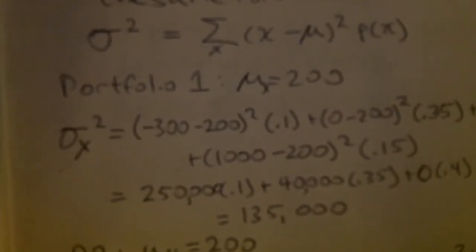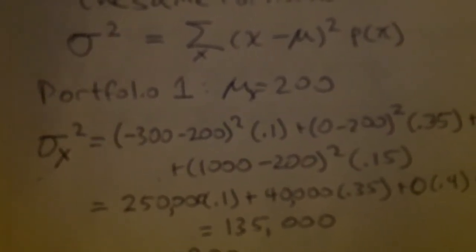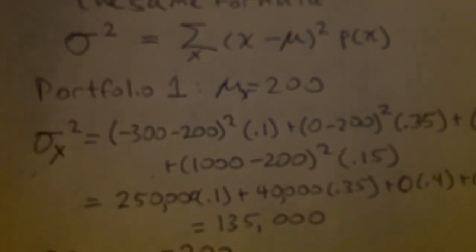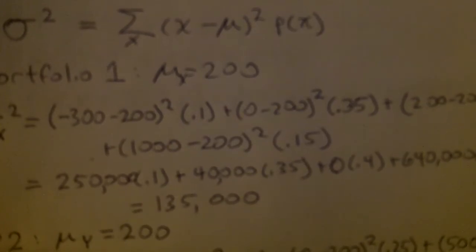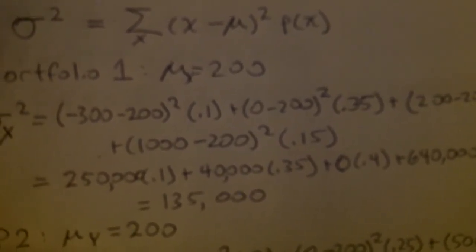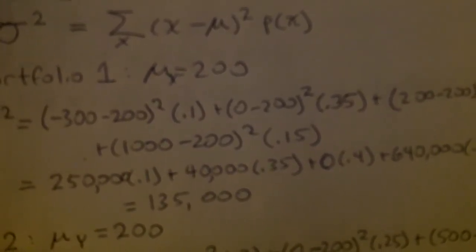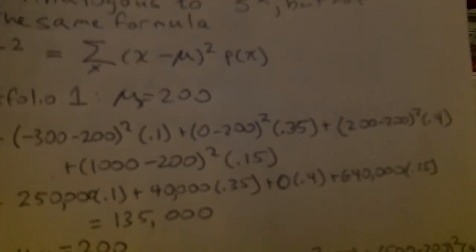I'll go through the formula for portfolio 1. Remember that the mean was $200. So the four values for the return were negative 300, 0, 200, and 1,000. And as you can see here, in each case I've taken those values and subtracted 200, squared that quantity, and multiplied by the corresponding probability of each return value. So if we go through that entire process, you'll notice that this adds up to 135,000.